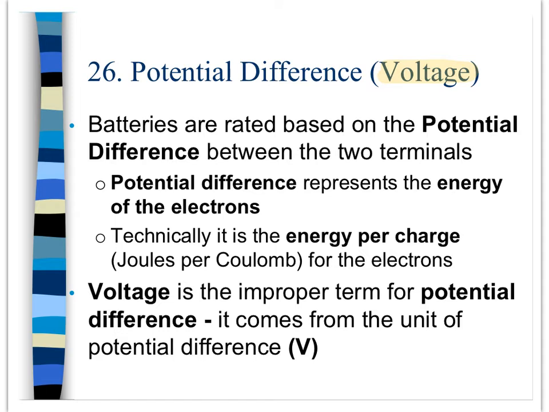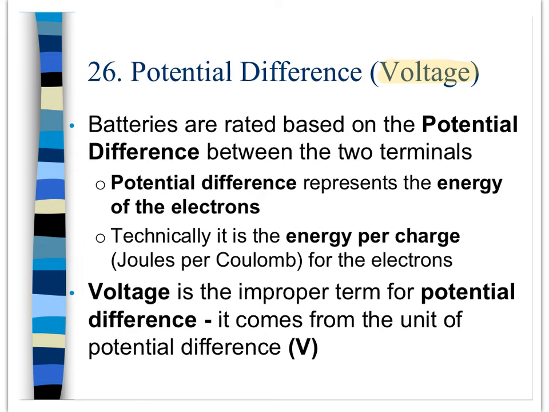And it basically represents the energy that the electrons have as they move from one side of the battery to the other. So the more potential difference or more voltage that we have, the more the electrons want to go from one side to the other, and the more energy they'll release as they travel from one side of the battery to the other. Technically, it represents the energy per charge, so the number of joules per coulomb, but really, if we just think of it as the amount of energy the electrons have, that's a perfectly fine way of thinking about it.